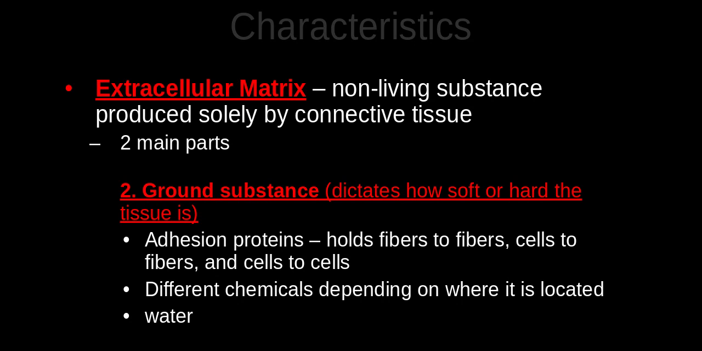The ground substance dictates how hard or soft the tissue is. It also has proteins, so the fibers and cells can be held together. There will be different chemicals in it depending on where it's located, and it also consists of water. This is really what dictates how hard or soft something is. If it has a lot of water in it, it's going to be soft. If it has less water, then it's going to be hard. You're going to see through our different examples of connective tissue that there really is quite a range of what these tissues look like within us.